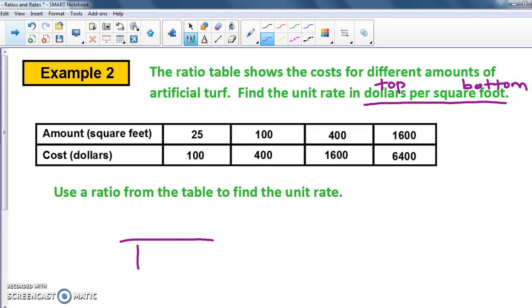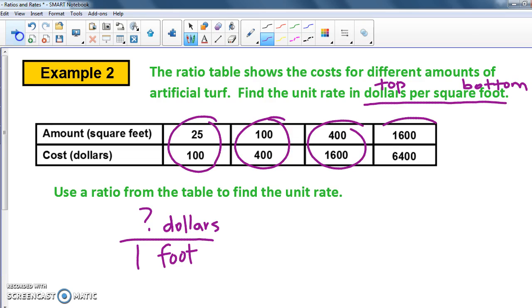So we want something dollars per 1 foot. All right, so the cool thing about this is we can actually look at any pair here and do this. I can look at this pair, I can look at this pair, this one, or this one. Because the math's a little easier, I'll just look at the small one. So if you look here, don't be confused, but the numbers are a little backwards.